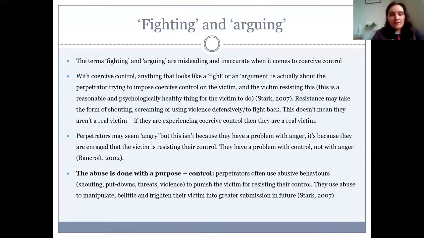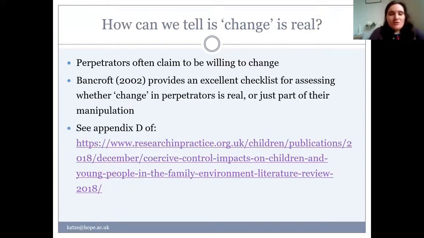The perpetrator may seem angry, but this isn't because they have a problem with anger. They don't. It's because they are enraged that the victim is resisting their control. Their expectation that they should be in control of this other person is the root cause of their anger. So they have a problem with control, not with anger. And their abuse is being done with a purpose, and that purpose is control. Perpetrators often use their abusive behaviors, be that shouting or put downs or threats or violence, to punish the victim for resisting their control. And they use their abuse to manipulate, belittle, and frighten their victim into greater submission in the future.